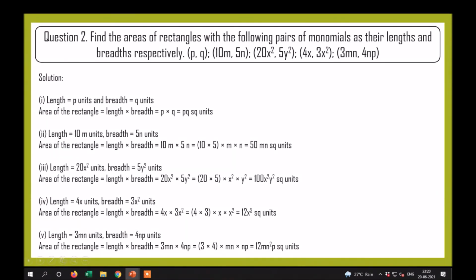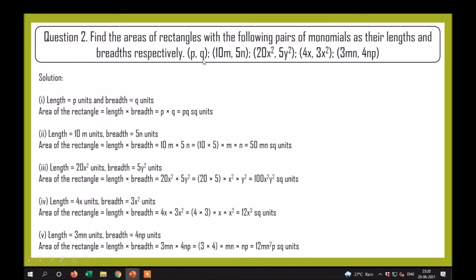The second question is find the areas of rectangles with the following pairs of monomials as their length and breadth respectively. So first one is p, q. So length is p units and breadth is q units. Area of rectangle equals length into breadth. So p into q, so it is pq square units.